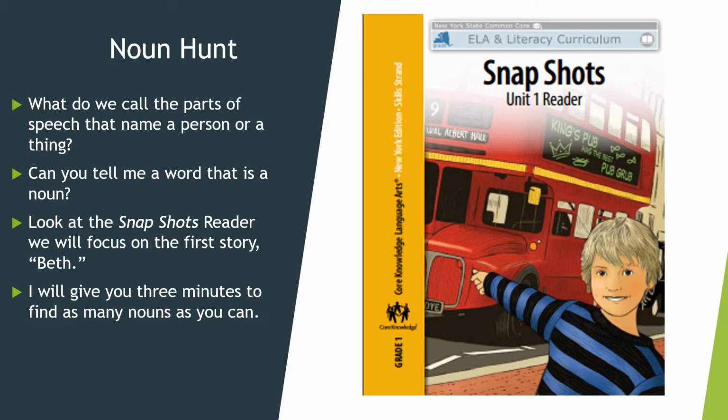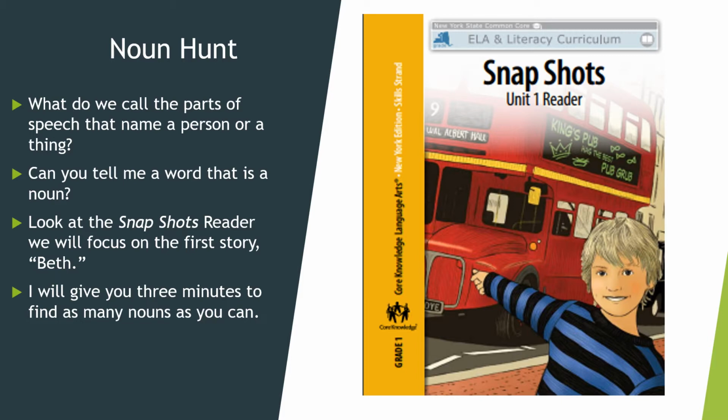Parts of speech that name a person or a thing are called nouns. A word that is a noun could be a person, like teacher, or a thing, like shoe. We are going to be looking in our snapshots reader today at our first story, Beth.